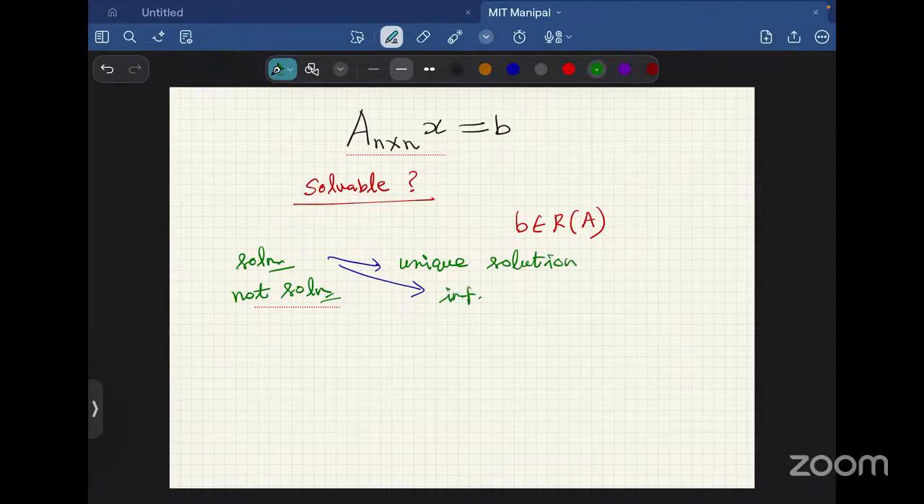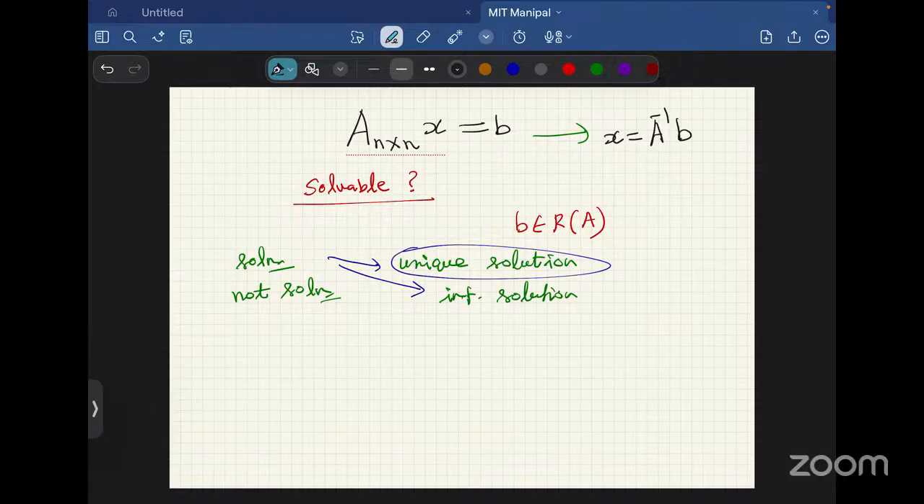So here comes the problem: whether there is a unique solution or no solution. For a unique solution, the concept of invertibility is useful. How do we get the unique solution for this system? The unique solution is nothing but A inverse b, if A is invertible. We know the solution is unique because A inverse is unique. Therefore, A inverse b is the solution x.